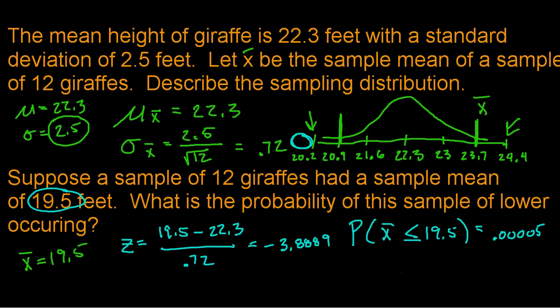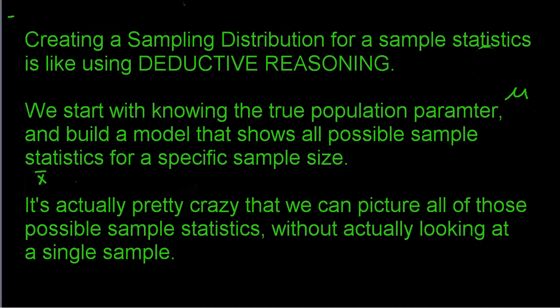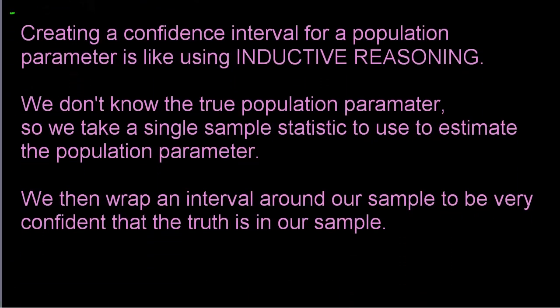All right, now, let's connect sampling distributions back to confidence intervals. That's the whole point of this video, right? Creating a confidence interval for a population parameter is like inductive reasoning. Here, we don't know what the true population parameter is. I don't know what the true mean is. So let's pretend that we have no idea how tall the average giraffe is. What we do is take a single sample statistic, an X bar, and use that sample statistic as an estimate for the population parameter.